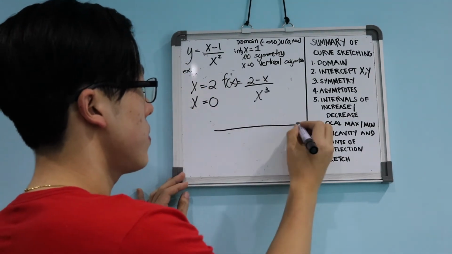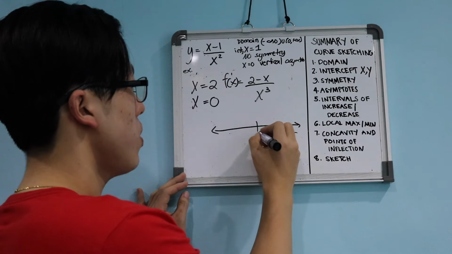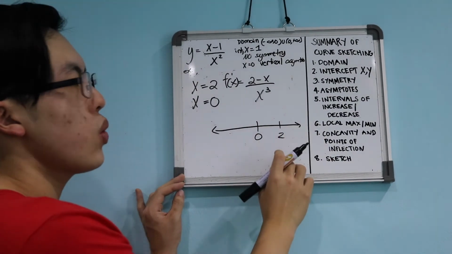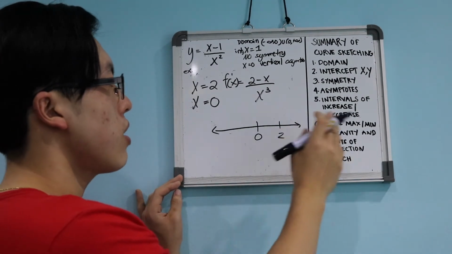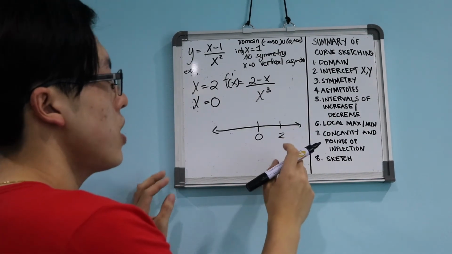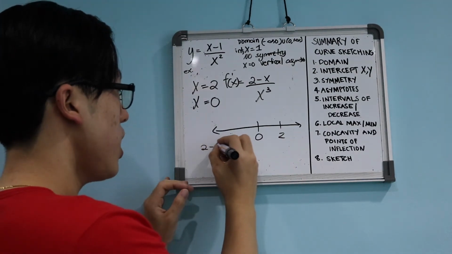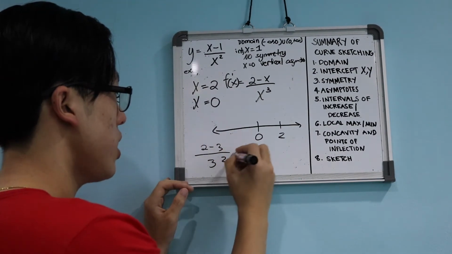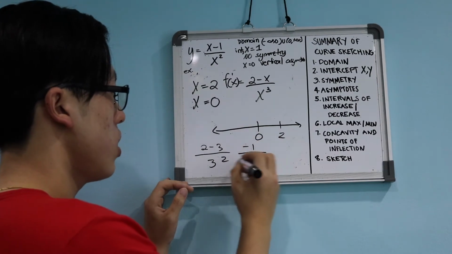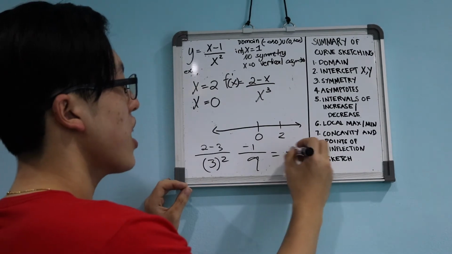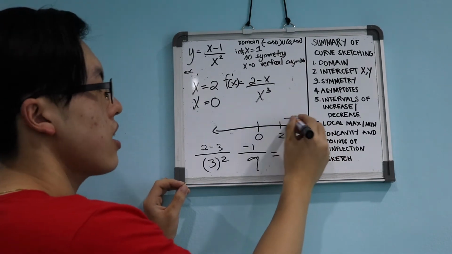So just place the 0 and the 2 and find a value that is greater than 2 to know what sign is to the right. A number greater than 2 is 3. So 2 minus 3 over 3 cubed is negative 1 over 27. So the answer is negative. So to the right it is negative.